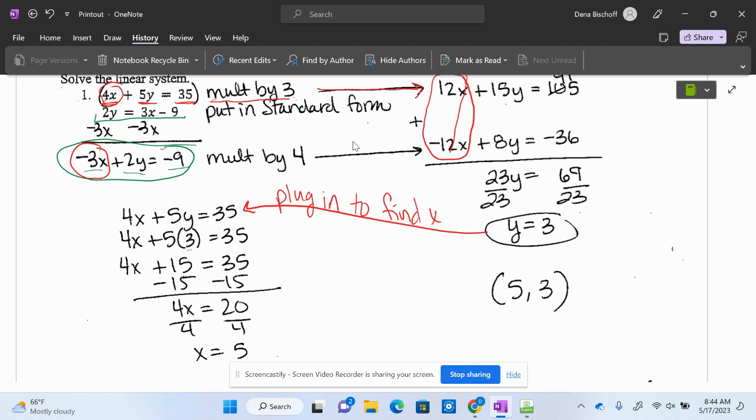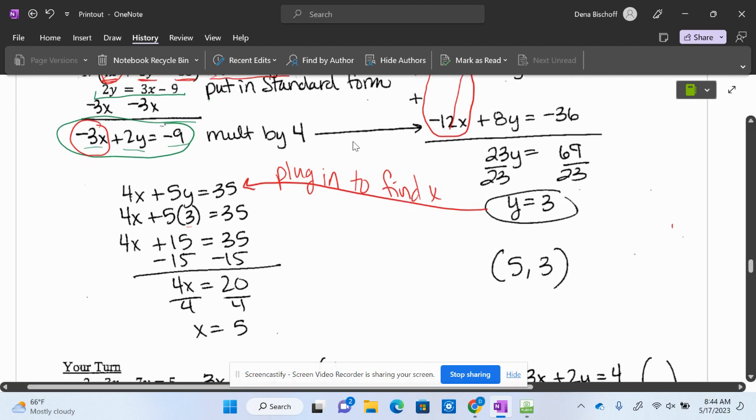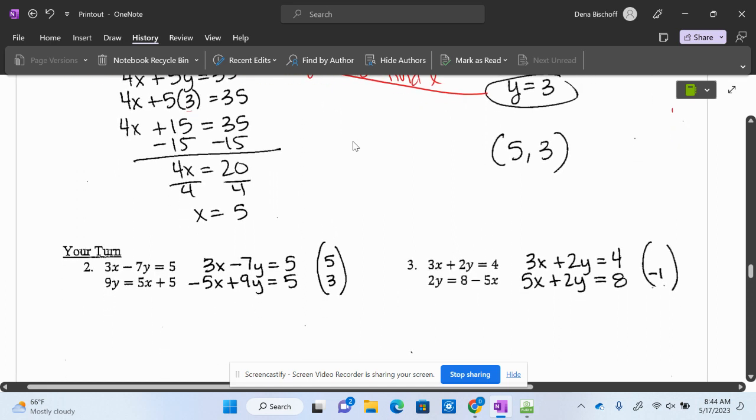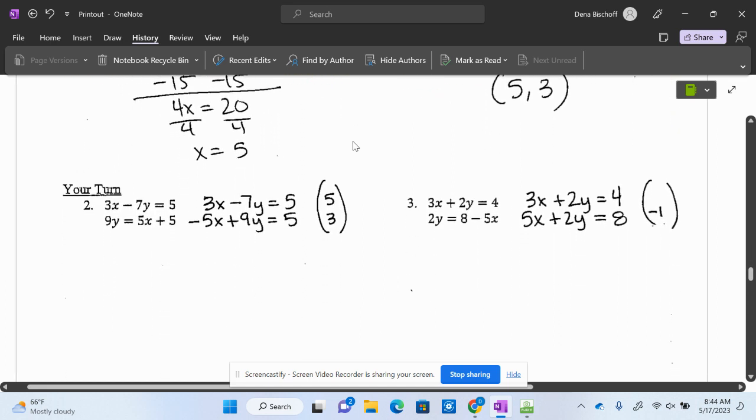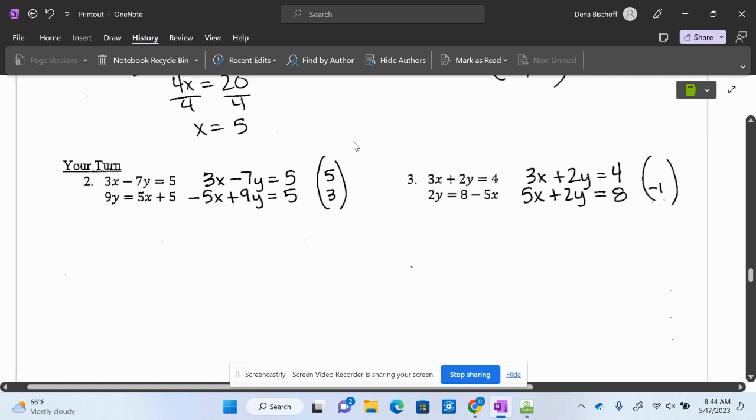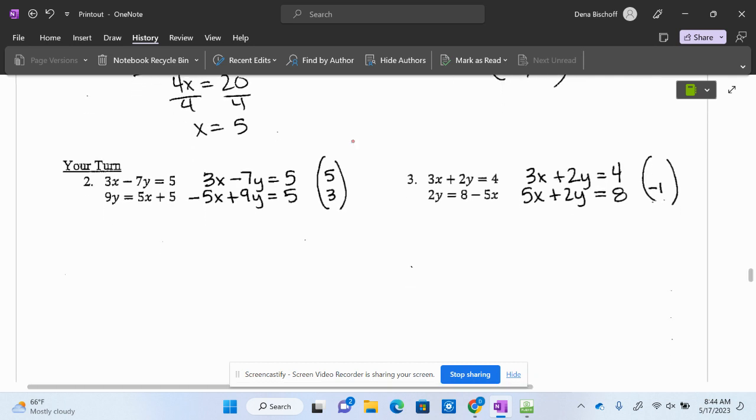Now I wrote hints and told you what to multiply by for each one. And I also put them in standard form for you. Do you guys see that? So let's do number 2 together, and then we'll jump over and do your choice on the back.